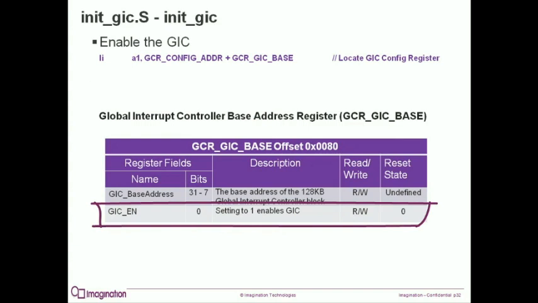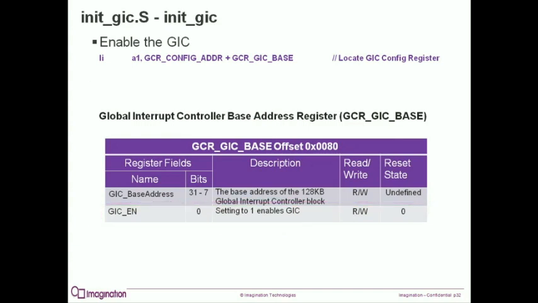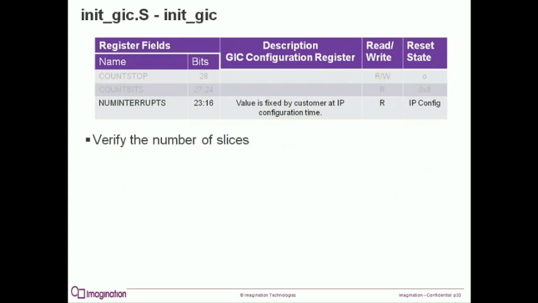The GIC EN field controls the enabling of the GIC. The code loads A0 with the address of the GIC. Note, this is a physical address ORed with 1 to enable the GIC. Next, it stores the value into the GCR GIC base register.